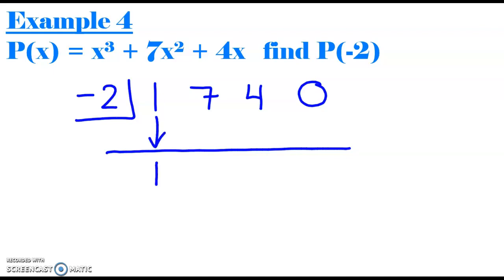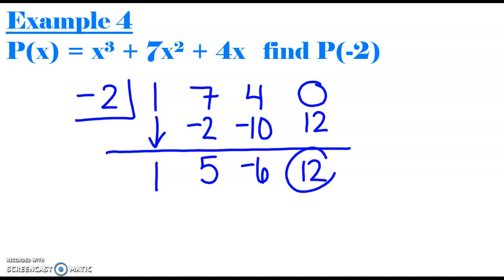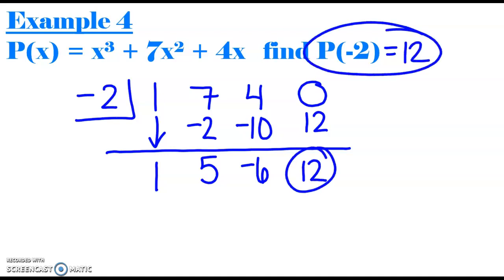So I drop down the 1, times negative 2 is negative 2, plus 7 is 5. Times negative 2 is negative 10, plus 4 is negative 6. Times negative 2 is 12, plus 0 is 12. There's my answer. So P of negative 2 equals 12. That is how you can use synthetic division to use the remainder theorem to find values of a polynomial.